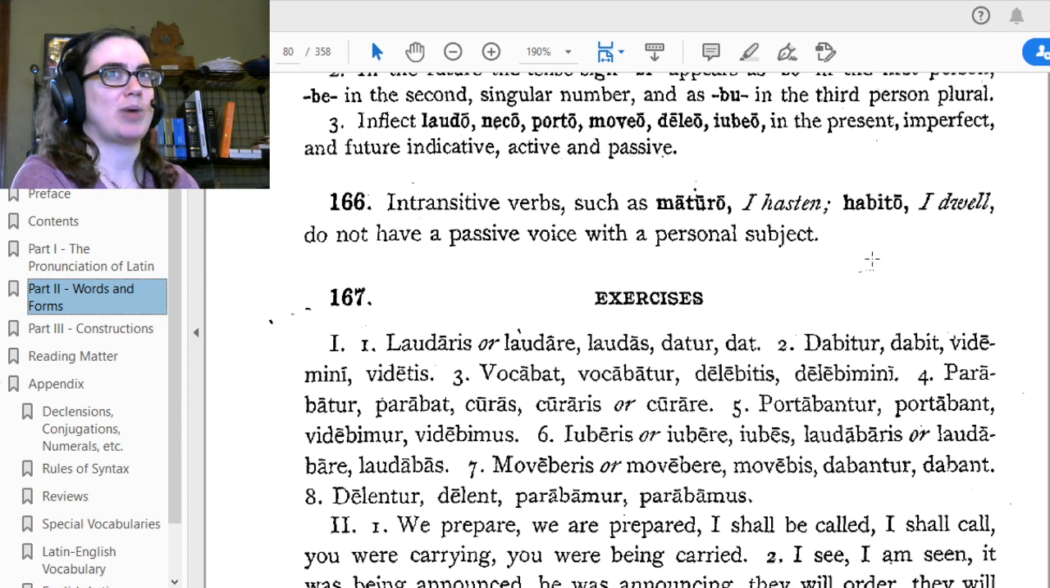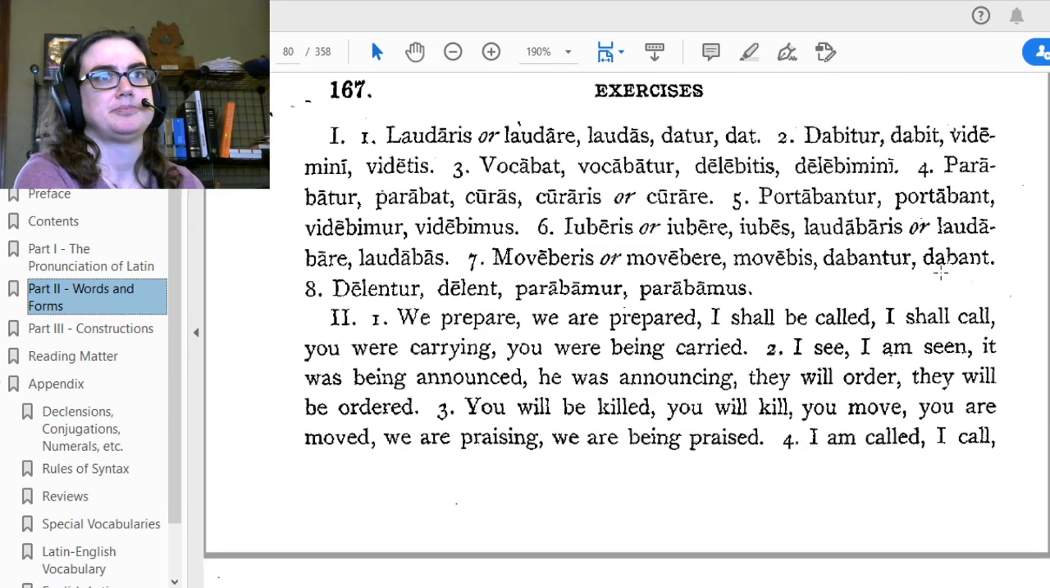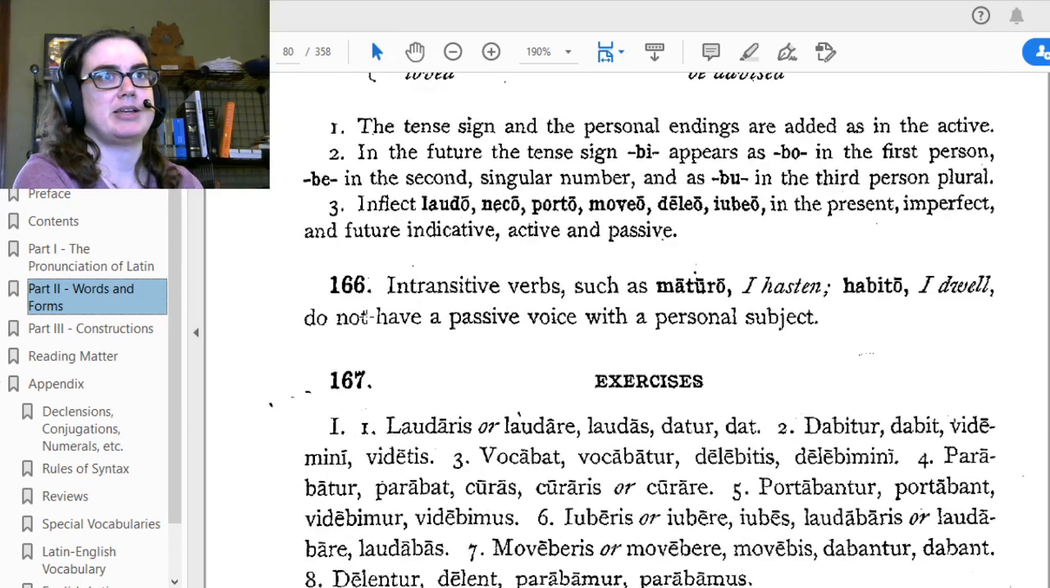What? "I am dwelled?" Okay, no, right? These verbs don't have passives. It does provide the little caveat: do not have a passive voice with a personal subject.